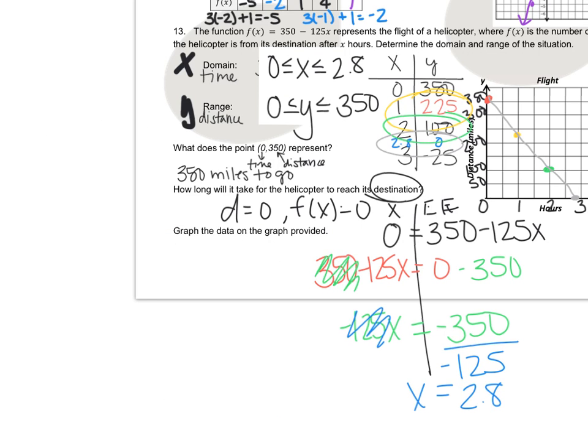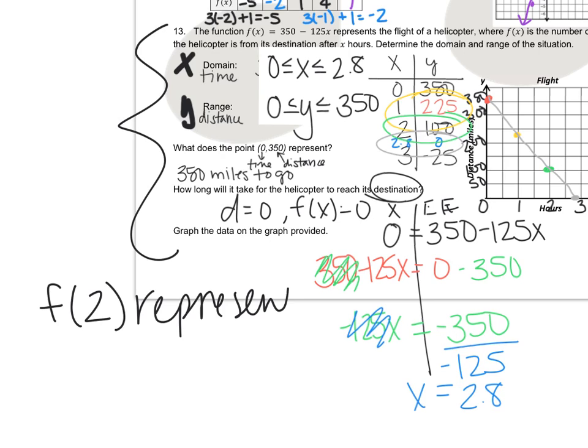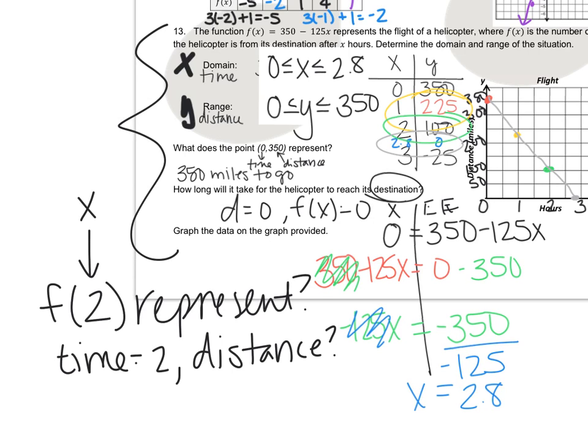There's one other thing I want to talk about really quickly. If I asked, in terms of this problem, what does f of 2 represent? Remember, this number in here is your x value. So what f of 2 is going to represent is when time is equal to 2, what is your distance? That's what it represents. Which in this case, we already know would be 100. So we could say that f of 2 equals 100, because we figured that out earlier, and that information comes from right here. I had 2 and 100 in my table. That's where that comes from.